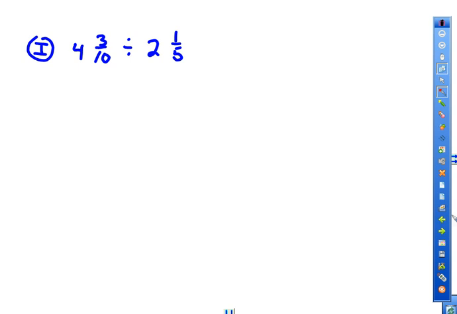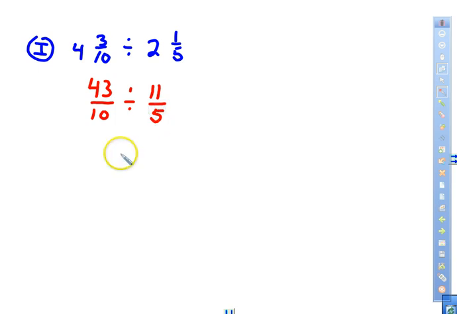Let's look at our next problem. Go ahead and hit pause and solve this. So once again, I need to make them into fractions. So 10 times 4 is 40, plus 3 more is 43/10, divided by 5 times 2 is 10, plus 1 more is 11 over 5. Now I need to write it as 43 over 10 times 5/11. Got to take the reciprocal of that to flip it.